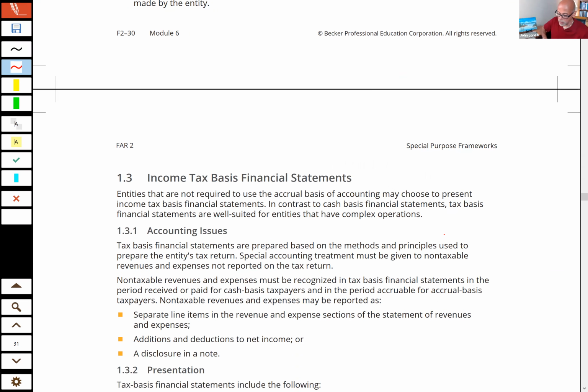Okay. Now, if we're dealing with income tax basis, then an entity would prepare their statements using the same principles that they would use to prepare their tax returns. So if we collected cash, but we hadn't earned that cash yet from an accrual basis, that's a liability. For tax purposes, that would be considered income if you're a cash basis taxpayer, right?